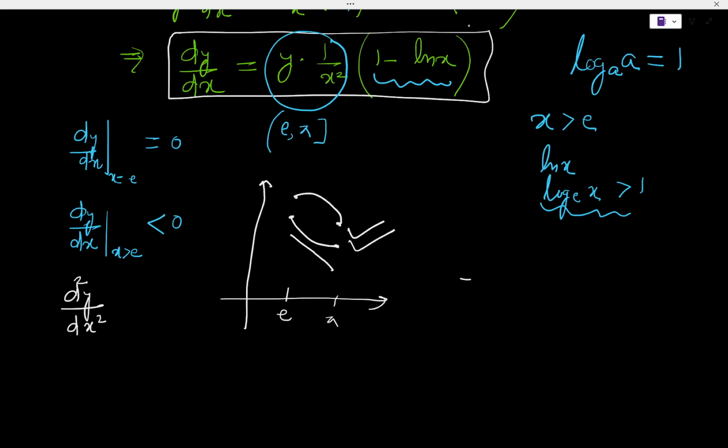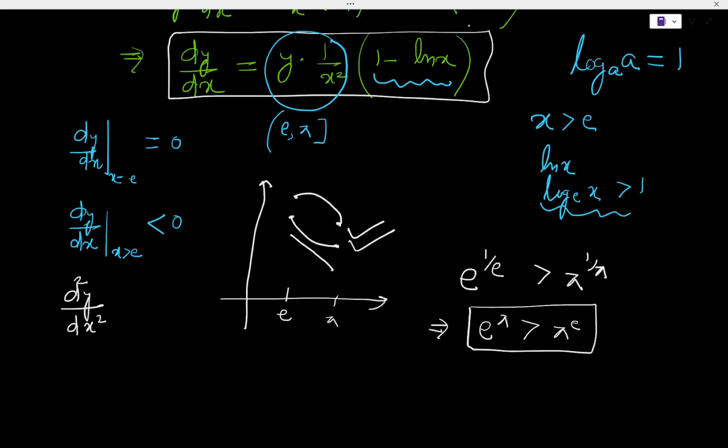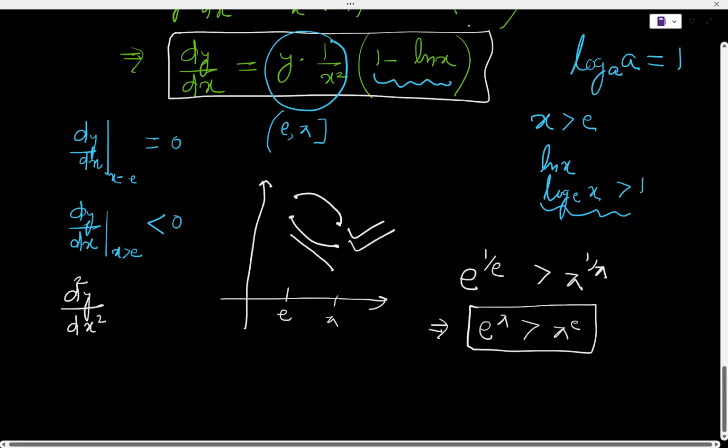Because since the function is falling, I can definitely say this is more than this. The value of the function at e is more than at pi, or in other words, e to the power pi is more than pi to the power e. So this is how we can solve this problem.